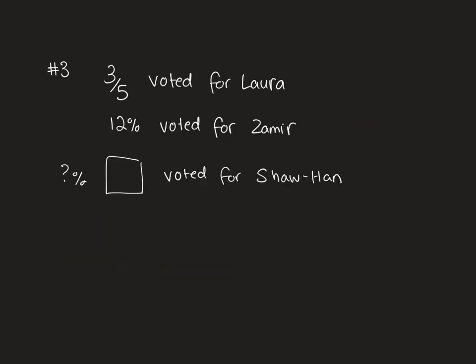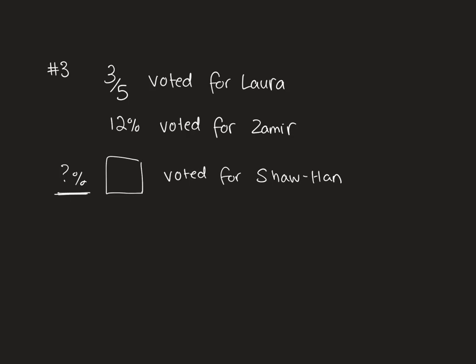Question number three tells you that 3/5 of the student elections voted for Laura, 12% voted for Zamir, and the rest voted for Shahan. Now we need to figure out what percent voted for Shahan. So what could our first step be?